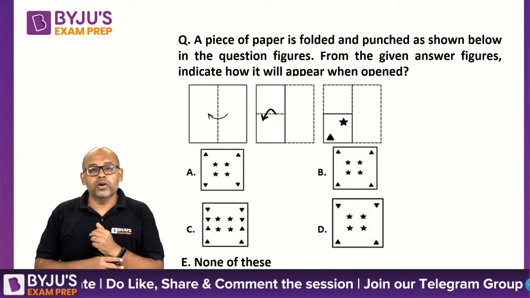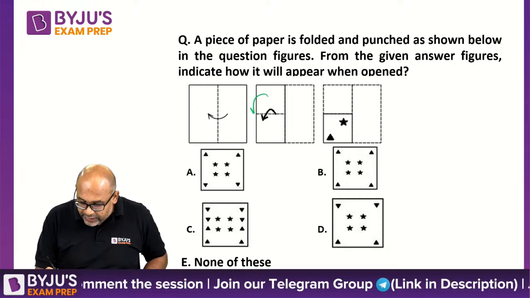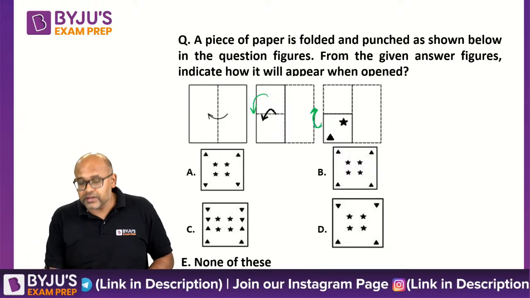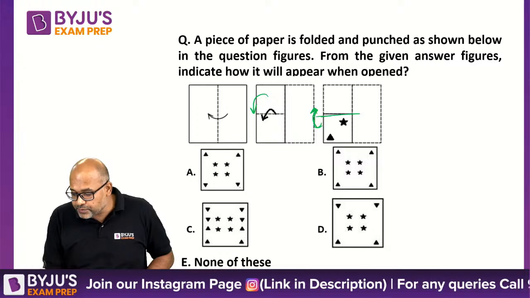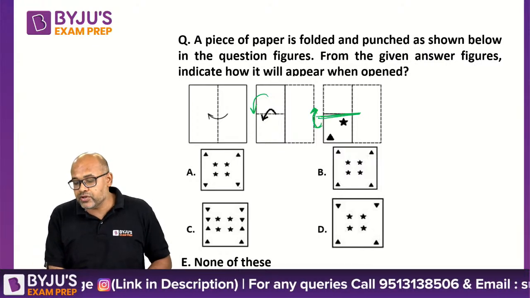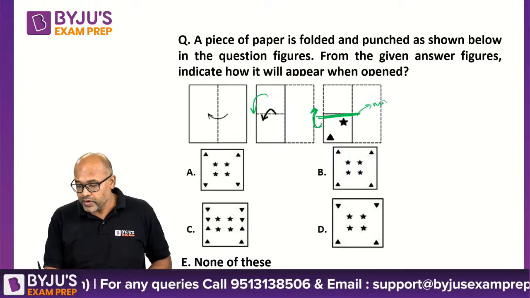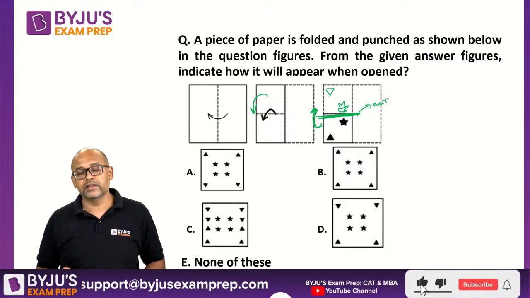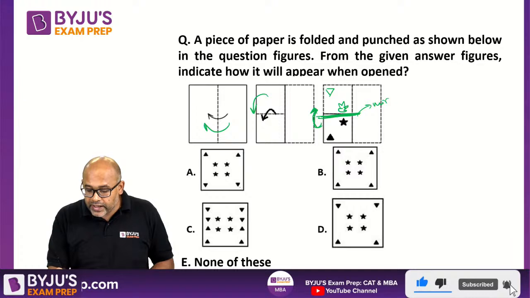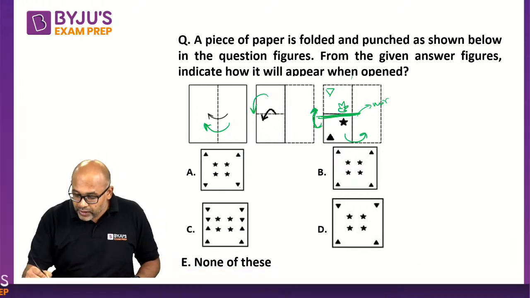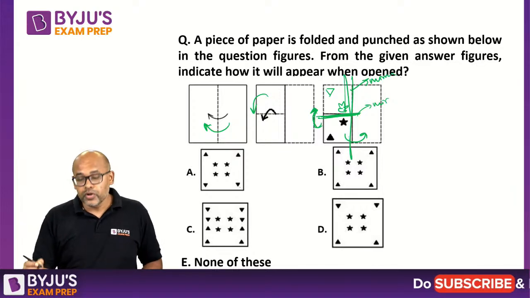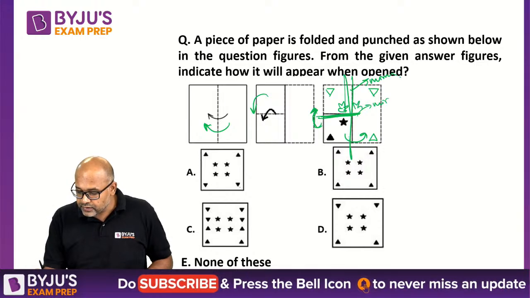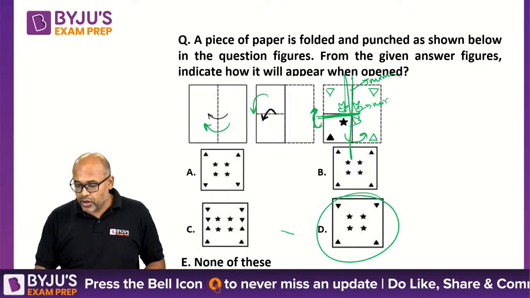Okay, so the logic here is, if you're folding it like this, then when you're unfolding, you'll open it like this. So whichever line along which you're opening, this becomes the mirror. So you're supposed to find the mirror image with respect to this mirror. So what do you get? You get a star here, and you should get a triangle like this. So now it was folded like this, so when you're opening, you'll open it like this. So now this is your mirror. So I should get another triangle like this, and I should get 2 stars. 2 stars. So that is your option D.